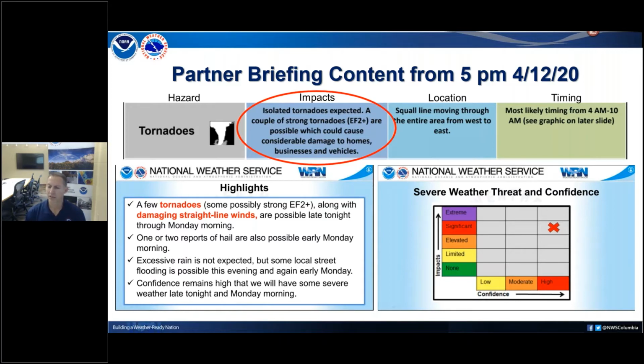A lot of times we'll have maybe some low confidence in an event that may have elevated or significant impacts, or sometimes we'll be highly confident we're going to have an event, but we're expecting the impacts to be relatively limited. But in this case, we have pretty high confidence that we're going to have a pretty significant event. So we really want to put that in there, and again, keep that at the forefront of everybody's mind to make sure they're aware and prepared for this event.